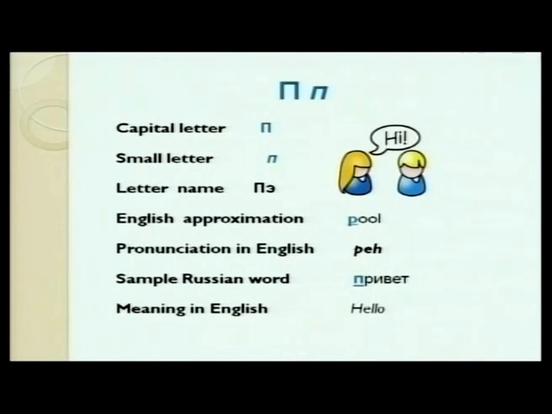Let us learn the next letter now. The next letter is P, as in pool. A sample Russian word for letter P is privyet, which means hello. If you remember that in the beginning itself I said privyet, it is the most common word used in Russian almost every day, because you meet your friends, you meet people, and you always start your conversation with privyet, kakzila, which means how are you, and all these phrases you will be learning in the coming lessons. But now let us learn the rest of the Russian letters.